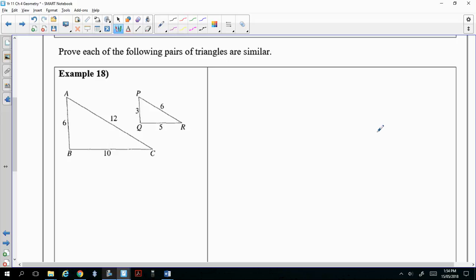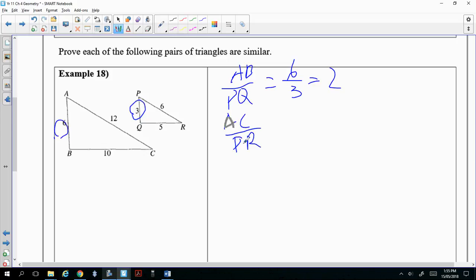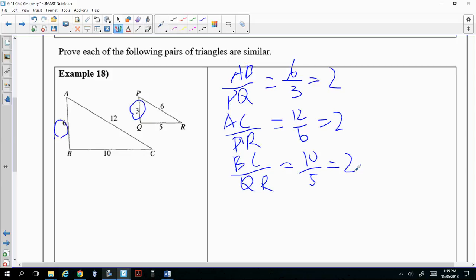Okay, good. So what you do is, let's look at the ratio of sides. You get AB matched with PQ, 6/3 equal to 2. So one side is double the other side. And then you do AC over PR, also double the other one. And then do BC over QR, also double the other one. So you have to show they're all the same.